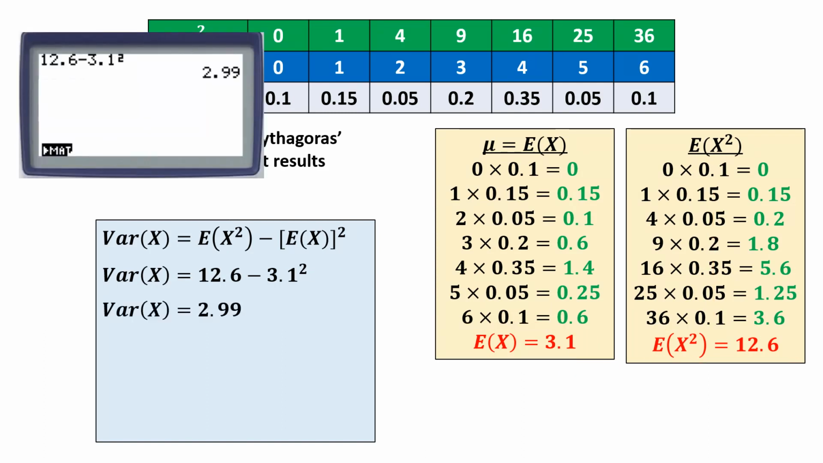So let's work it out. 12.6 minus 3.1 squared gives us a variance of 2.99. So our variance for this distribution is 2.99.